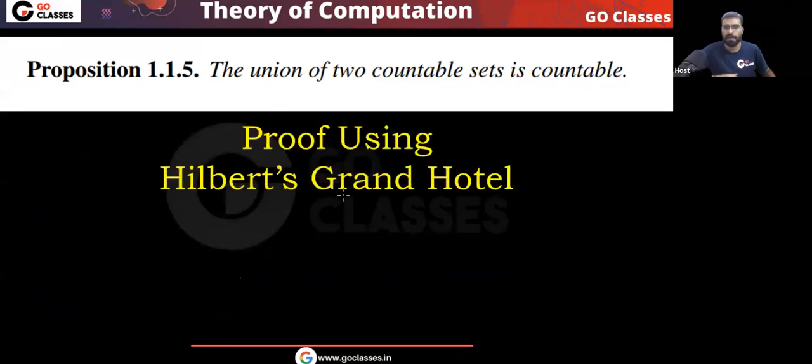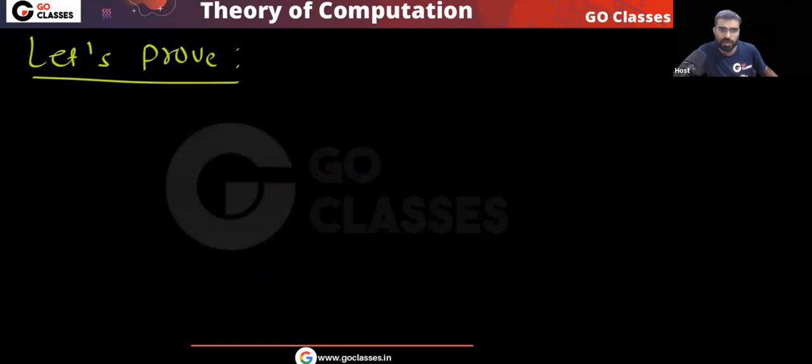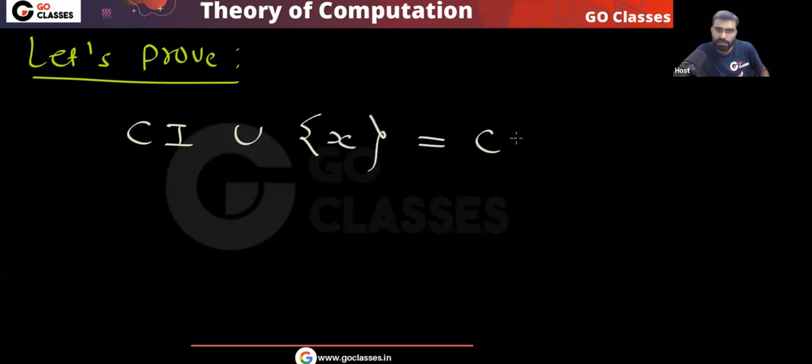Now let's prove it. We can prove it using Hilbert's Grand Hotel. So first, what are we going to prove? This is the first thing that we are going to prove. Let's prove that if you have a countable infinite set, and you add one more element, union one more element, then the result will be countable infinite. Let's prove it. Remember, Ci means countable infinite.